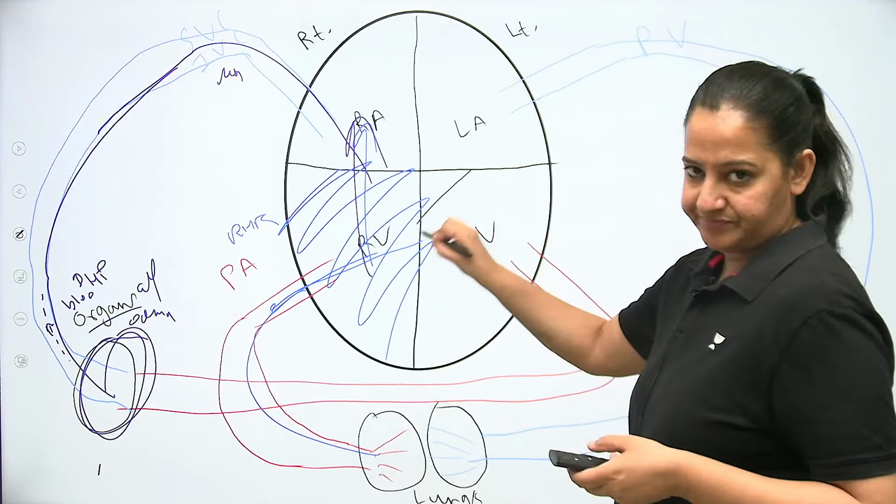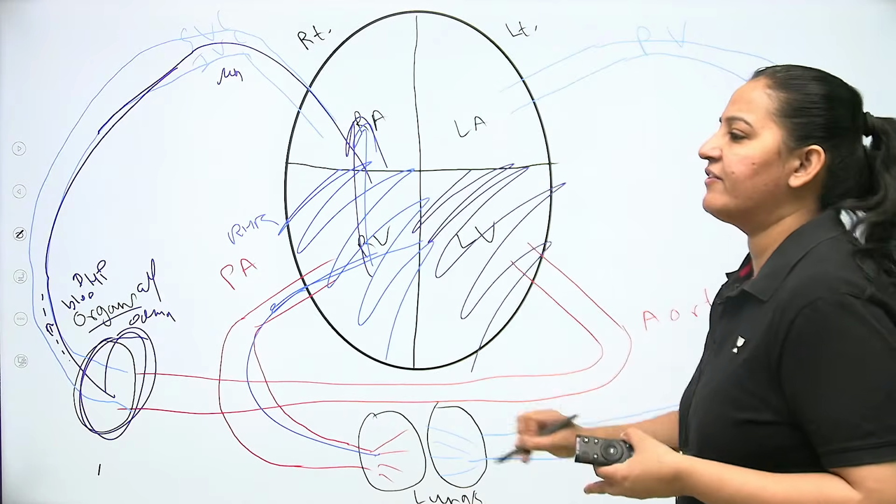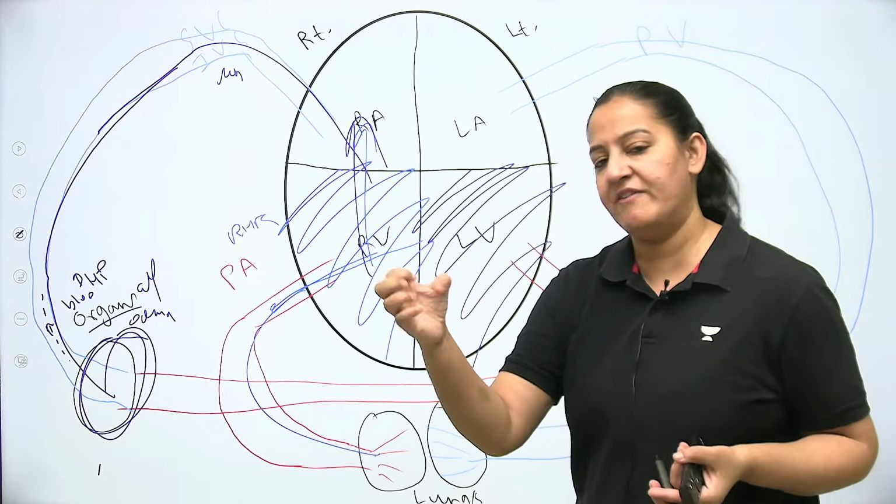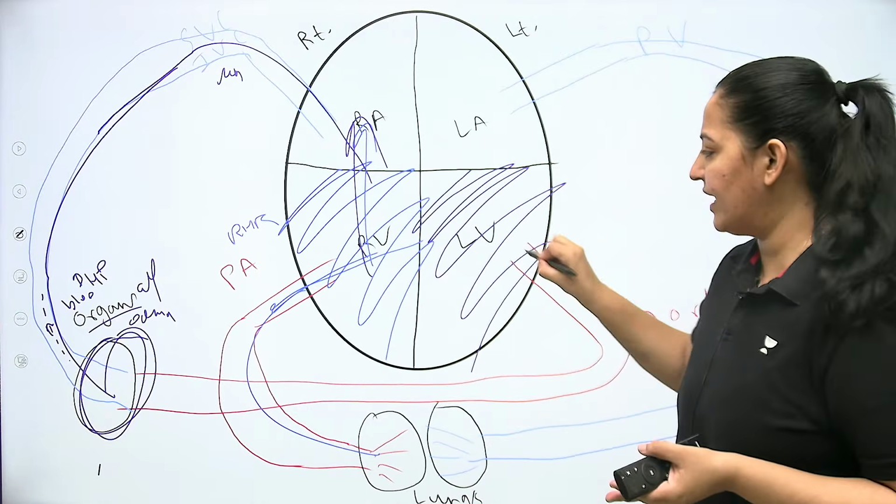Do left heart failure. Left ventricle is not pumping. What will happen now? You tell me. Left ventricle is not pumping. So blood is not going into the aorta.